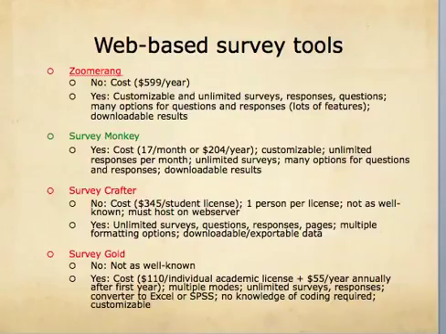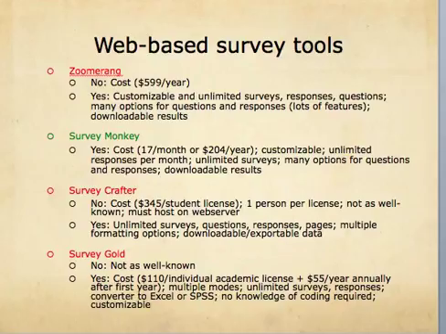I did a quick analysis of what types of survey tools are available online, and these are commercial-based surveys that are available online. So Zoomerang is one. It's not really that good. Don't use it. The cost is about $600 a year, or $599 per year. It is customizable. You have an unlimited number of surveys, responses, and questions that you could use. You can download your data and your results.